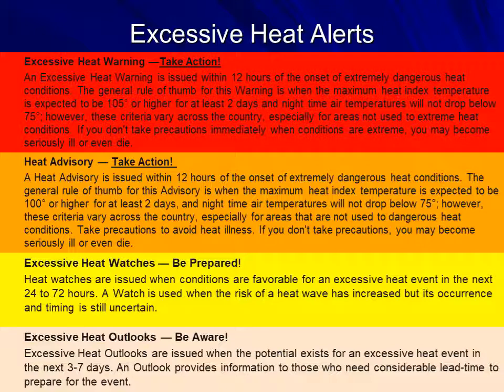Excessive heat watches are issued 1 to 3 days in advance. Excessive heat outlooks are issued 3 to 7 days in advance. When an excessive heat watch or outlook is issued, you should consult your heat safety plan and prepare for the event so you have adequate lead time. As you get closer to the event, it is important to monitor the heat indices.